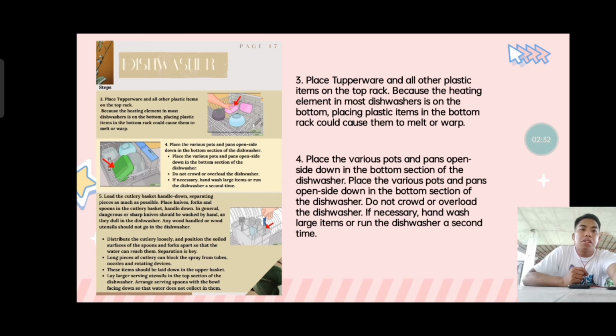Place the various pots and pans open-side down in the bottom section of the dishwasher. Do not crowd or overload the dishwasher. If necessary, hand wash large items or run the dishwasher a second time.